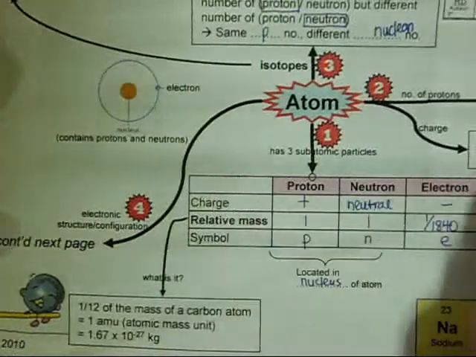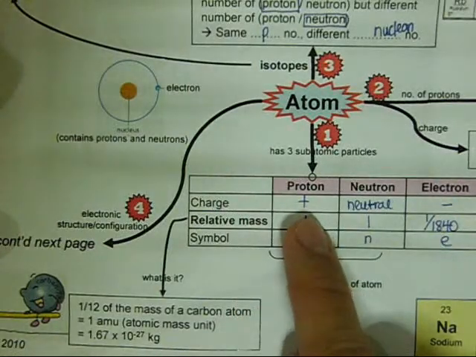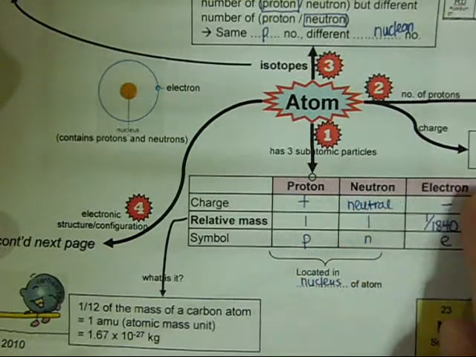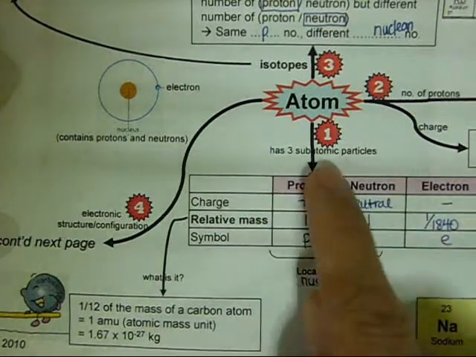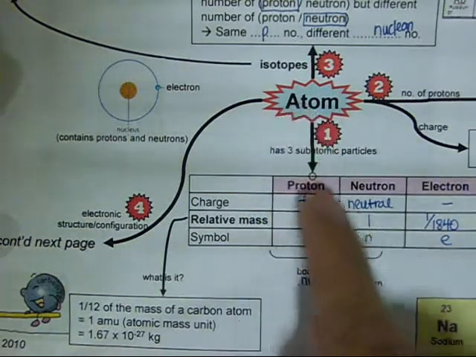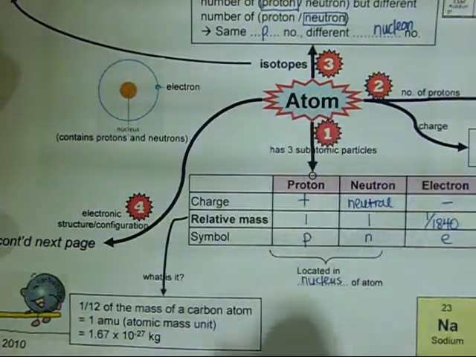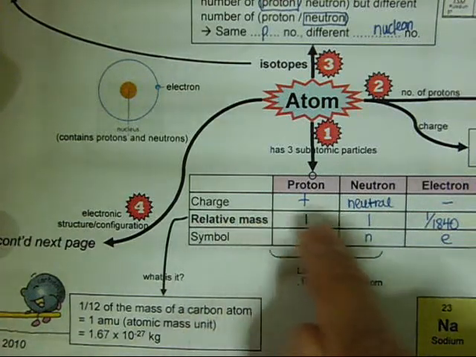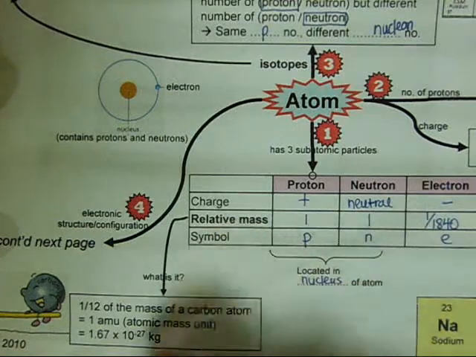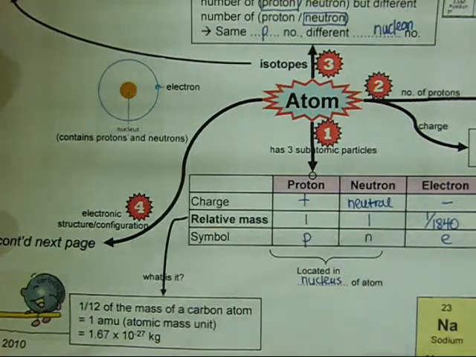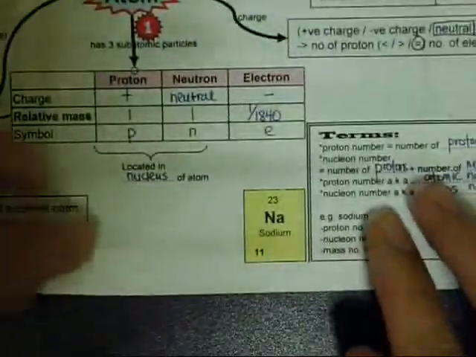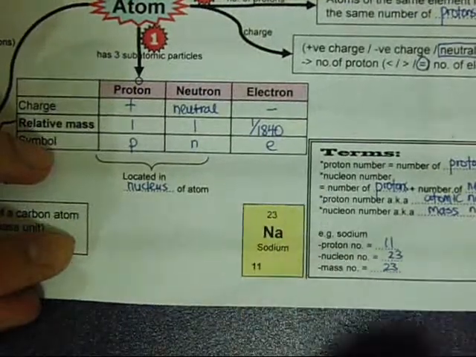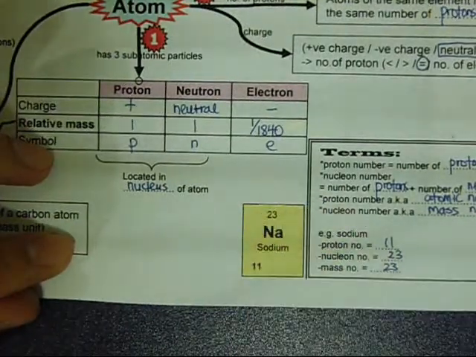Okay, so this table will tell you the charges of the proton, neutron, and electron. These are the subatomic particles in the atom. That means what are the things inside the atom? The relative mass. Remember, this is not mass, therefore there is no unit. Relative mass and the symbol. And of course, you need to know in the periodic table, these two numbers, what do they mean?